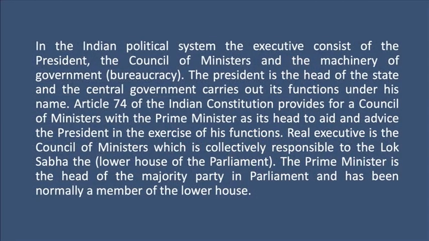In the Indian political system, the executive consists of the President, the Council of Ministers and the machinery of the government, that is the bureaucracy. The President is the head of the state and the central government carries out its functions under his name. Article 74 of the Indian Constitution provides for a Council of Ministers with the Prime Minister as its head to aid and advise the President in the exercise of his functions.